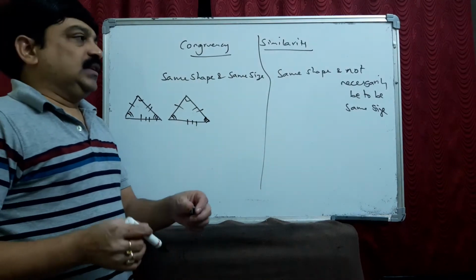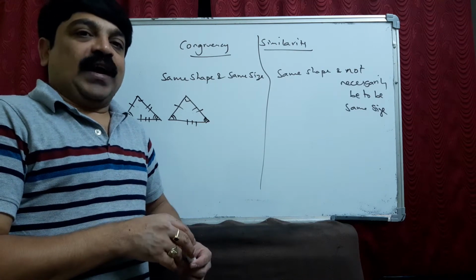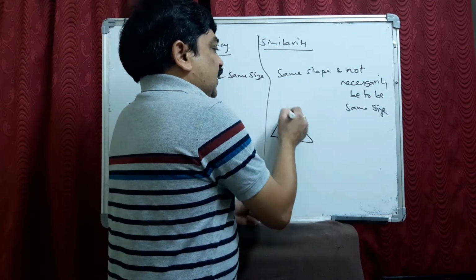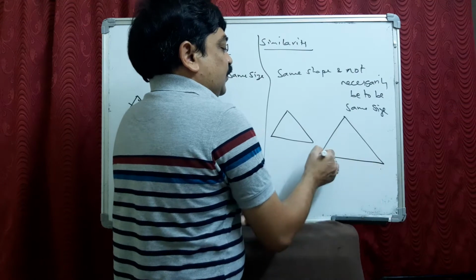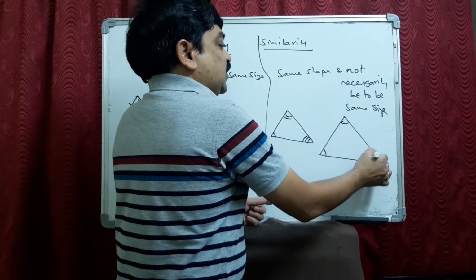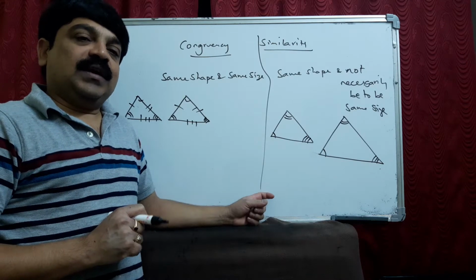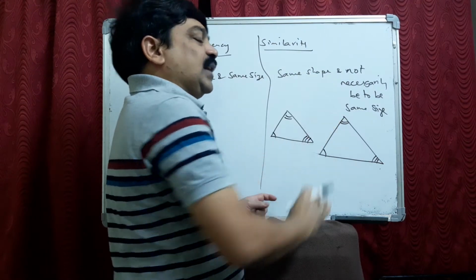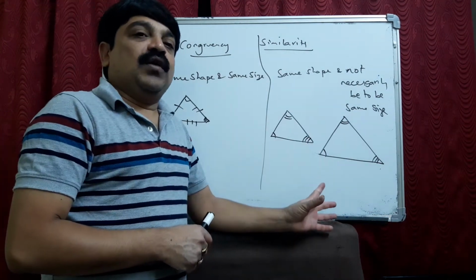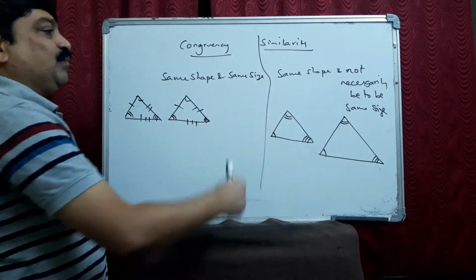That means both triangles will have the same length of sides and also the same set of corresponding angles. But in the similarity condition, all corresponding angles will be the same, but the sides are not of the same length. So in similarity, the figures will not be of the same size, but they will be of the same shape.